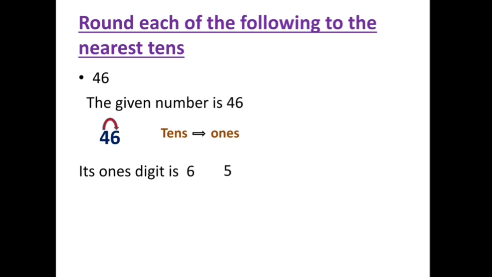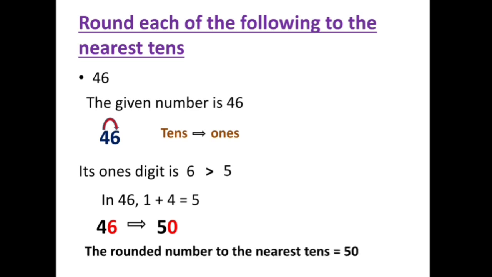So here 6 is greater than 5. So what will we do? 1 is added to 4. In 46, we are adding 1 to 4. So we get 5. So 46 will become 50. Ones place became 0. The tens place is added by 1. So we get 5 as the answer. So the answer is 50. The rounded number to the nearest tens is 50.